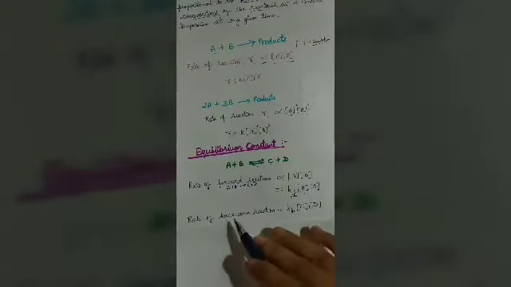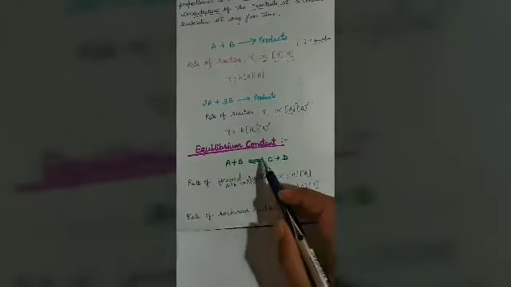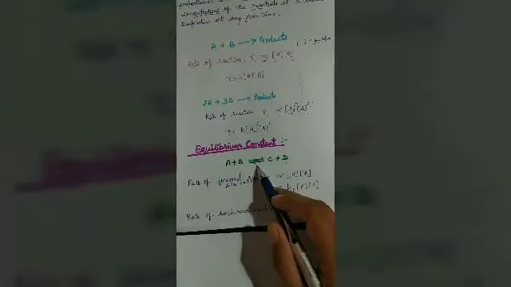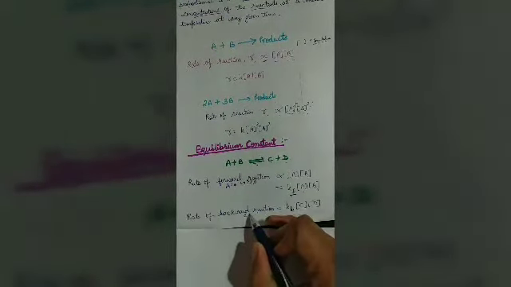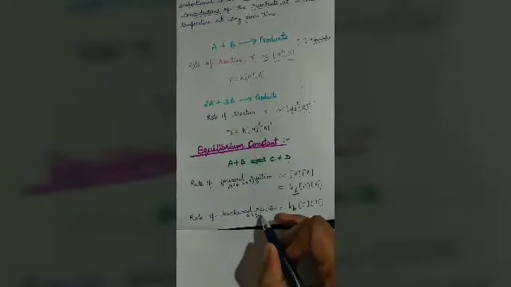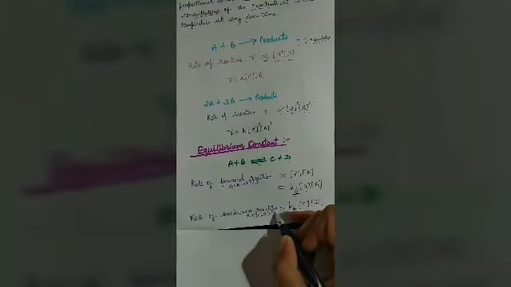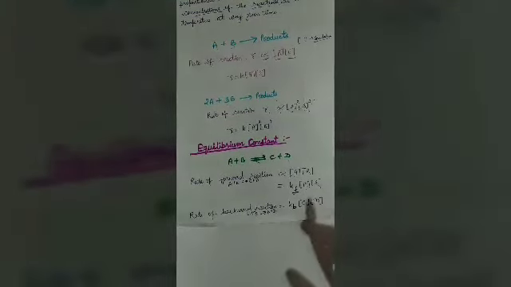Similarly, for the backward reaction, our backward direction is this. So in the backward reaction, what is happening? C plus D now act as reactants, and A plus B will act as products for the backward reaction.